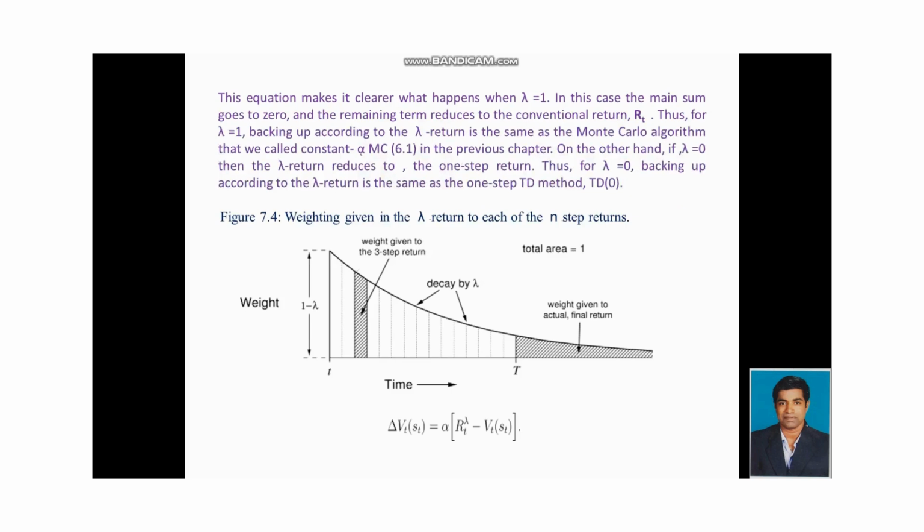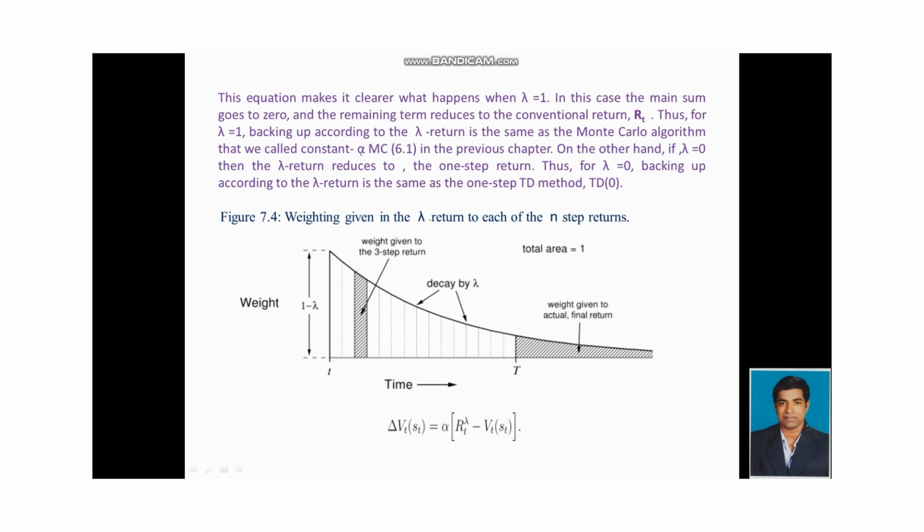The equation makes it clearer what happens when lambda is equal to 1. In this case, the main sum goes to 0. Yes, in this graph itself we can see the main sum goes to 0. Drastically the graph is going down, goes to 0, and the remaining term reduces to the conventional return RT alone.